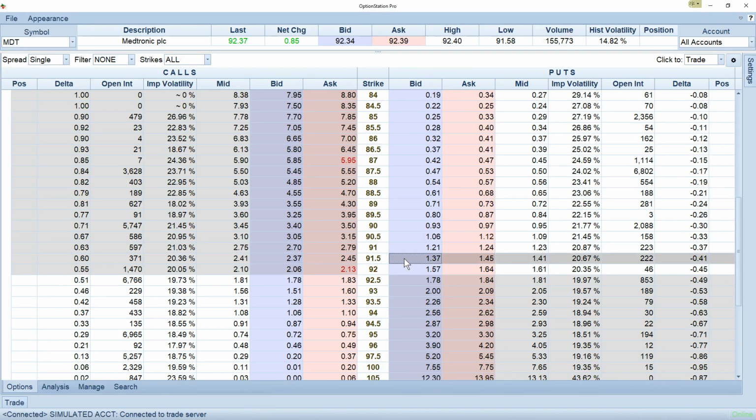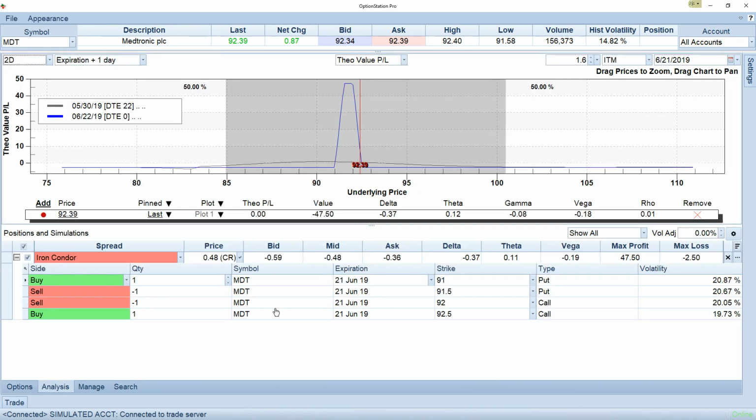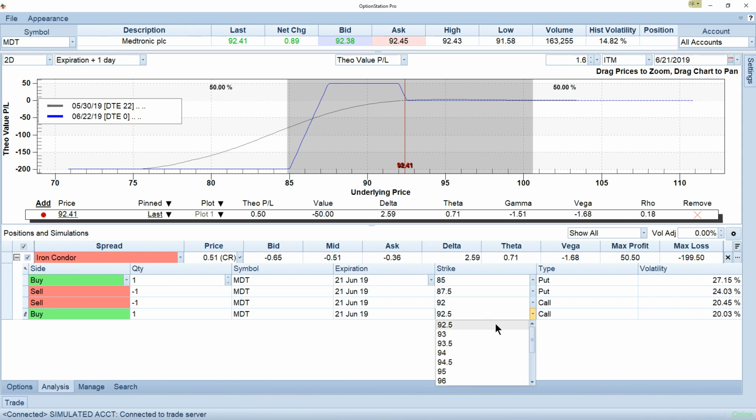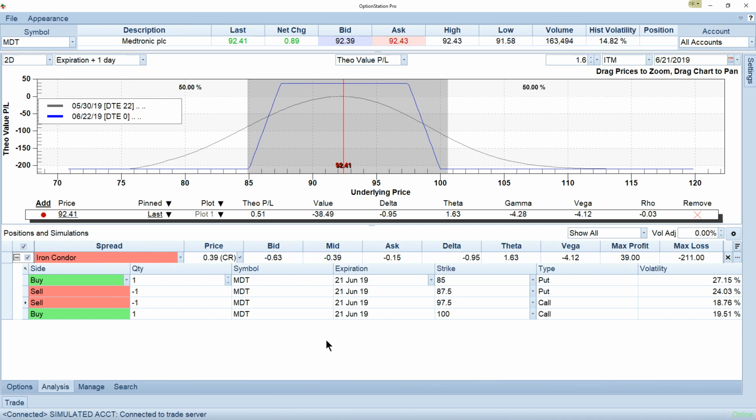So let me right click, analyze and sell an iron condor. We're using June. On the put side, we just said we're going to be using 85 and 87.5. That's the put side. On the call side, we said we were going to use 100 and 97.5. So what is this going to do for us? Well, this is going to provide $39 of premium.